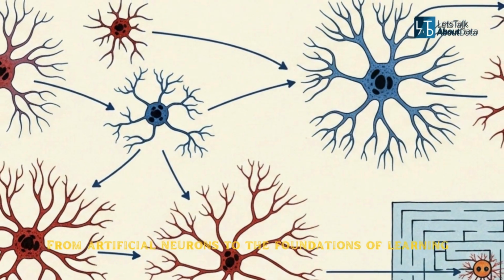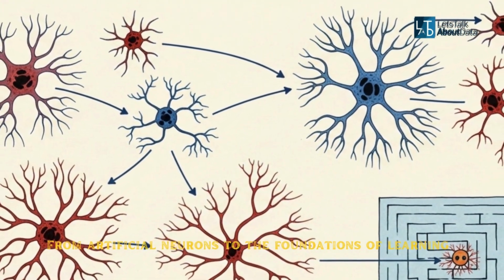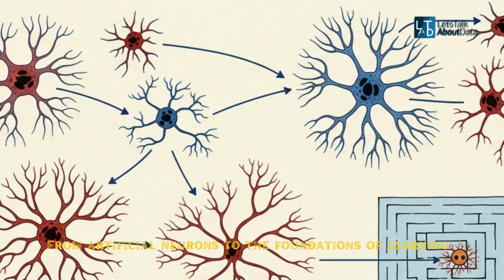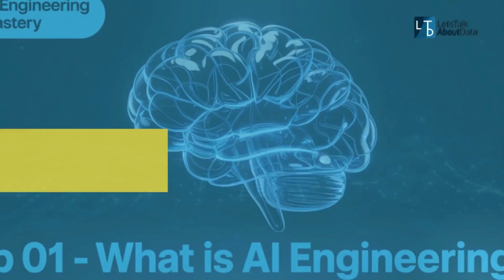The concept of intelligent machines isn't new. Decades ago, researchers began imagining how machines could mimic the brain. They introduced the idea of artificial neurons, simple computational units that simulate how the brain processes information. This gave rise to neural networks, the foundation of many modern AI systems. At the same time, new ideas around learning through interaction, what we now call reinforcement learning, began to emerge. Machines could learn by trial and error, just like humans.